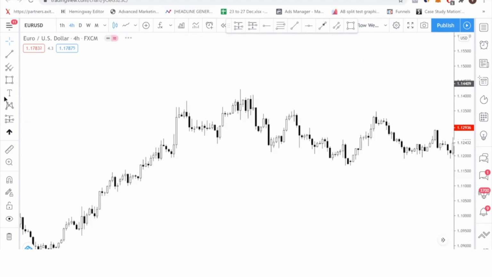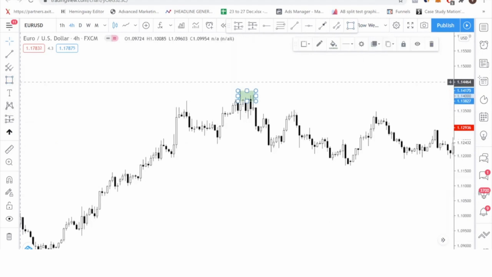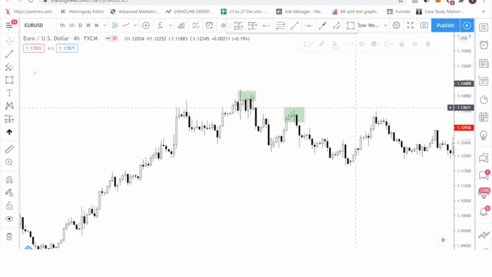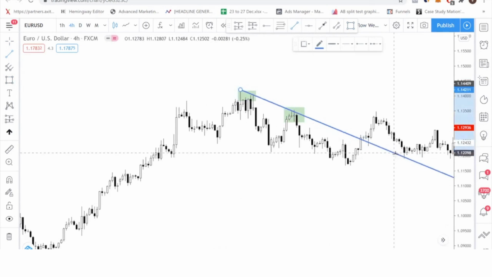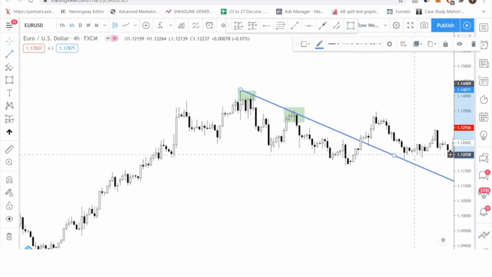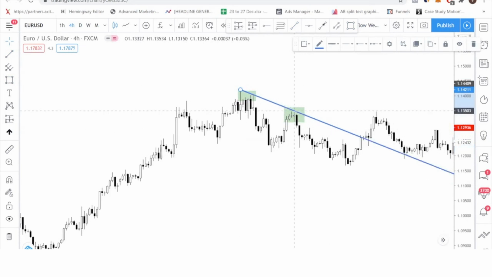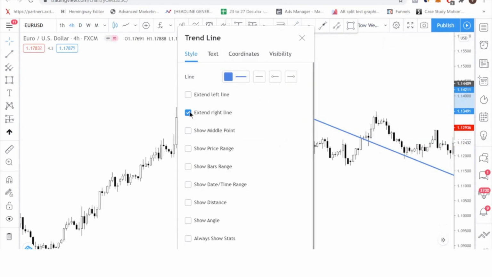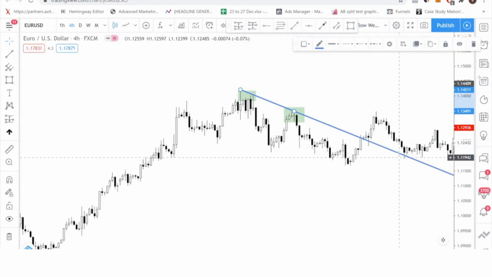Over here you can see that you have a swing high here, and you have another swing high here. So what you can do is just use the trend line tool, take the high, and connect it. You can actually do it this way if you want to be more accurate. And you can select this option called extend right line, so it will just extend it further for you.